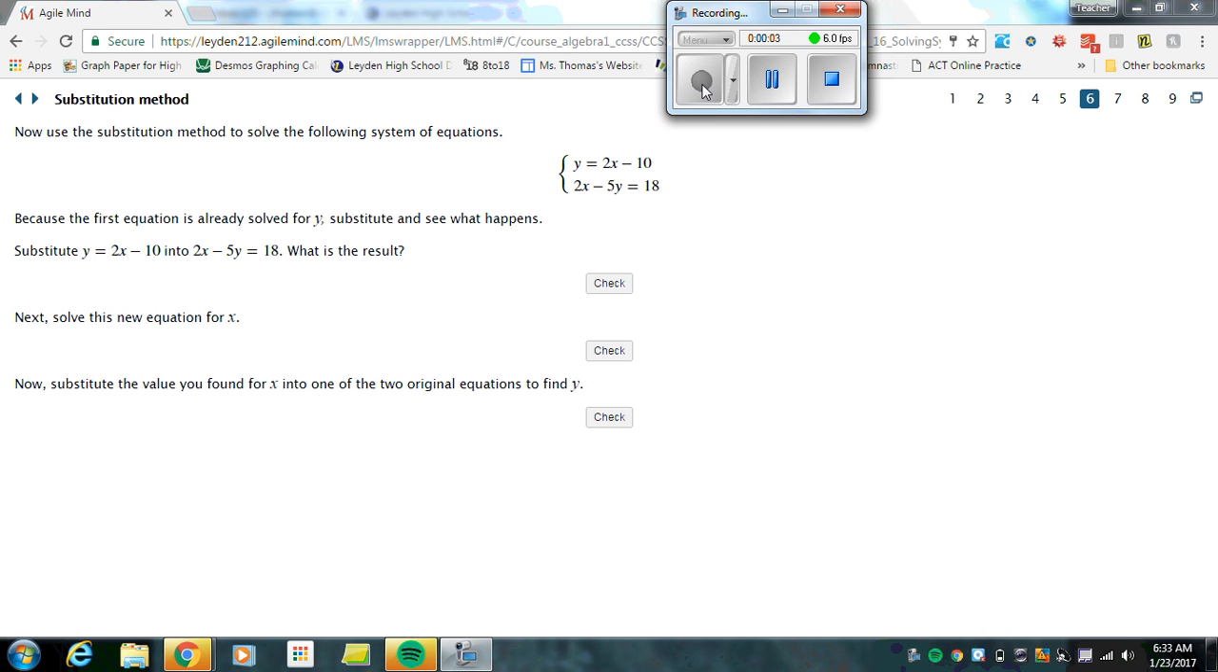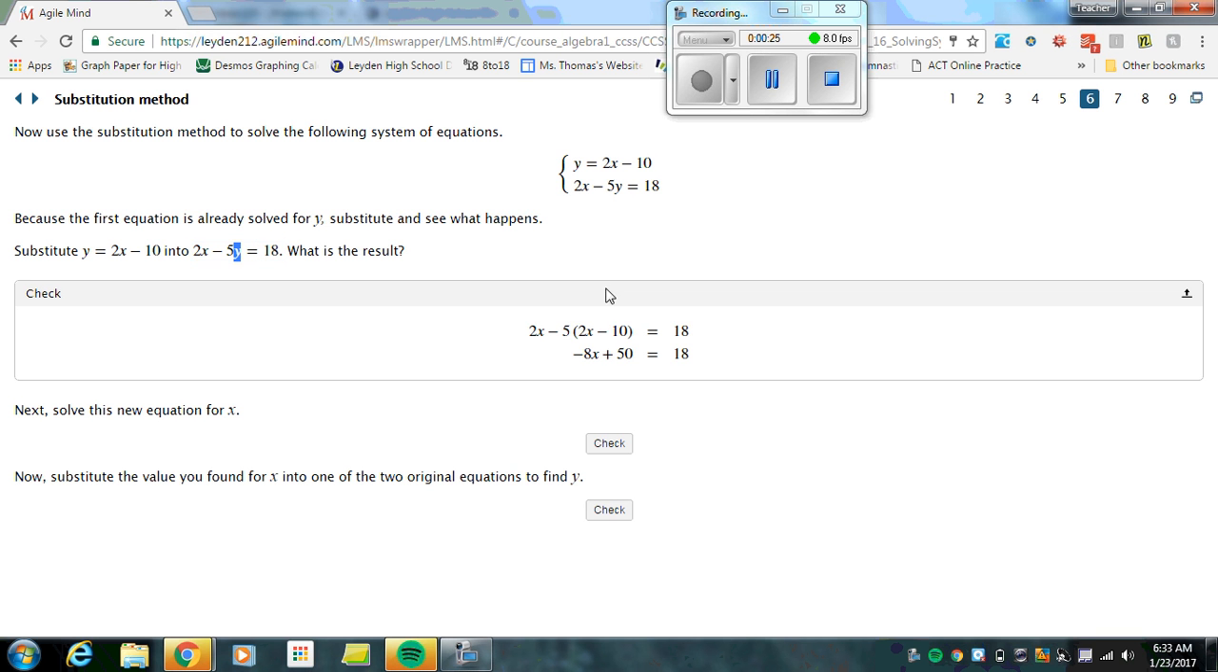Page 20, slide 6. Use the substitution method to solve the following system of equations. What variable are you given? So right here, because the first equation is already solved for y, substitute and see what happens. Please write this down. So I'm going to replace y in my second equation with 2x minus 10.